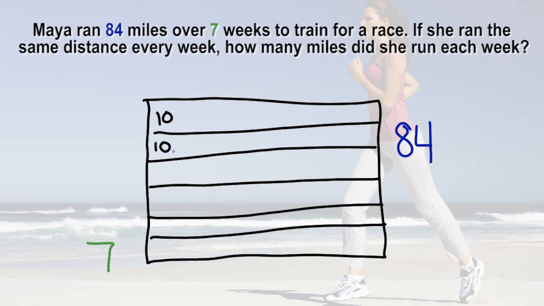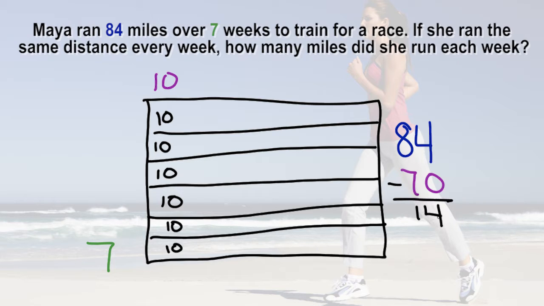Let's begin by finding partial quotients of 10. A 10 for each group would take away 70 from the dividend. 84 minus 70 equals 14. Do we have enough to give each group 10 more? No. So we will draw in the vertical line to separate out the tens and go ahead and find the next group of partial quotients.